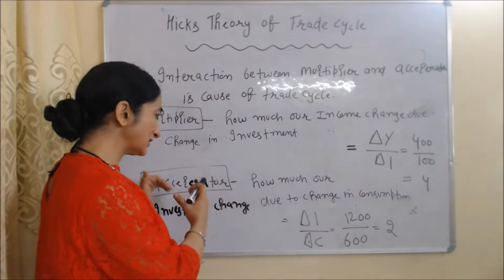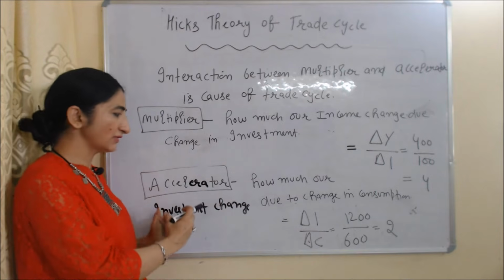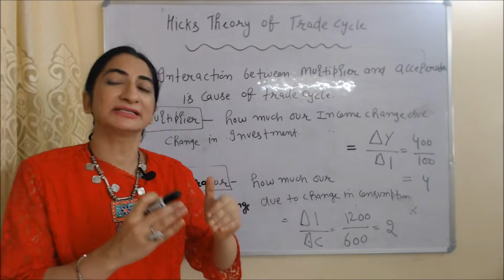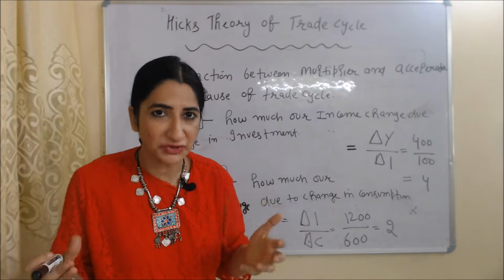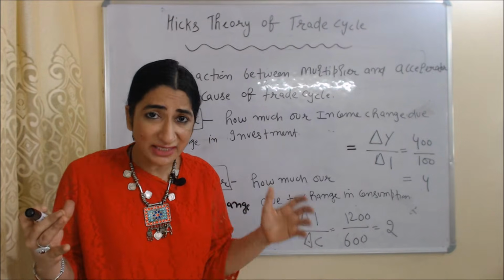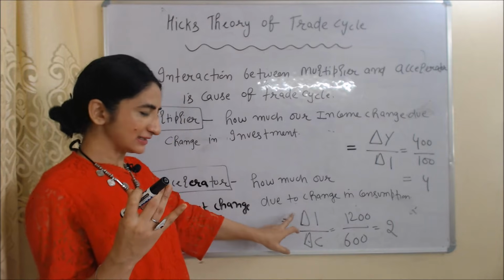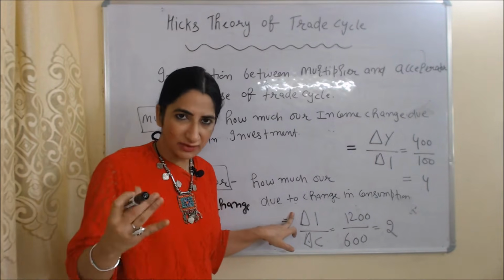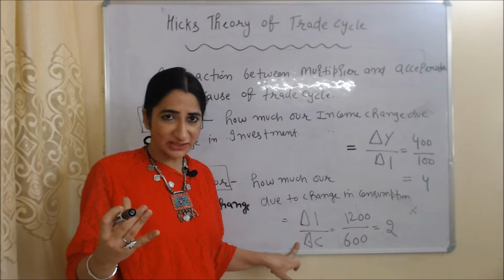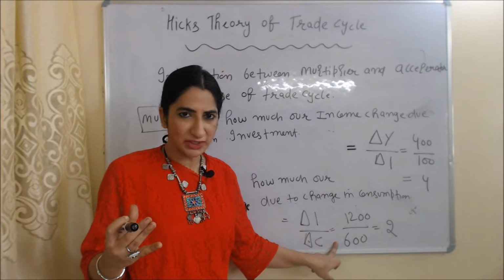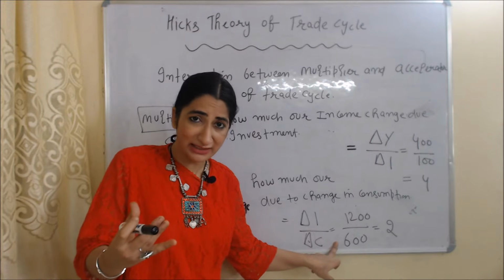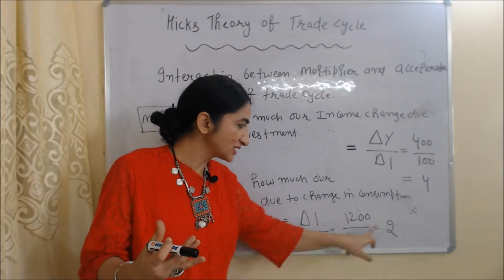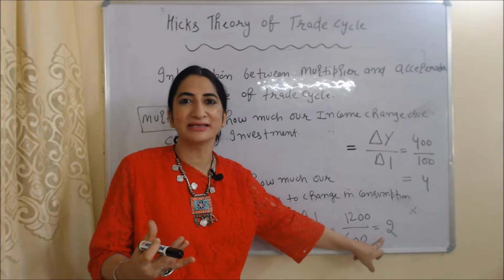On the other hand, accelerator basically tells us how much our investment changes due to change in consumption. The formula of accelerator is delta I over delta C. Here delta I is change in investment, delta C is change in consumption. Suppose change in consumption is 600. Due to this change in consumption, our investment changes by 1200. 1200 over 600 is equal to 2. 2 is the value of accelerator.